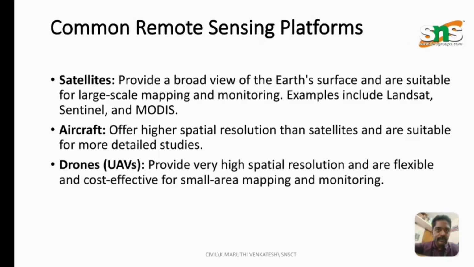Common remote sensing platforms. What we are going to use are satellites, aircraft, and drones. Satellites provide a broad view of the Earth's surface and are suitable for large-scale mapping and monitoring. Examples include Landsat, Sentinel, and MODIS. Aircraft offer higher spatial resolutions than satellites and are suitable for more detailed studies. Drones provide very high spatial resolutions and are flexible and cost-effective for small area mapping and monitoring. Drones are nowadays an advanced method we can use anywhere, but there is control over military areas as well as aircraft areas.